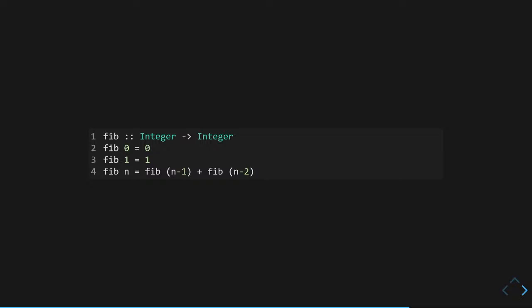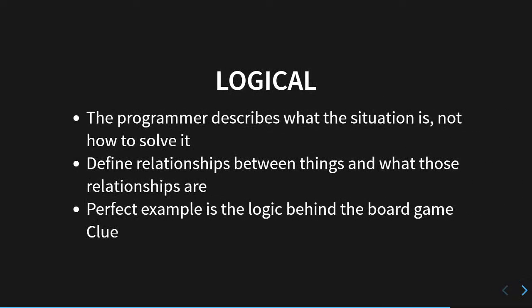And then the last thing is logical, and this one is really weird because instead of telling the computer how to solve it directly, you're more defining what the problem is and how the computer goes about it. You describe the situation around it, and then the computer just figures it out. A very common logical programming language is Prolog, which I have a small example of on the next screen.